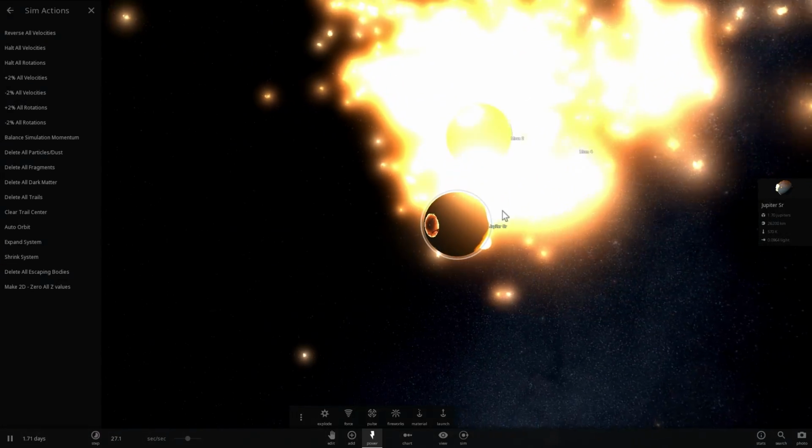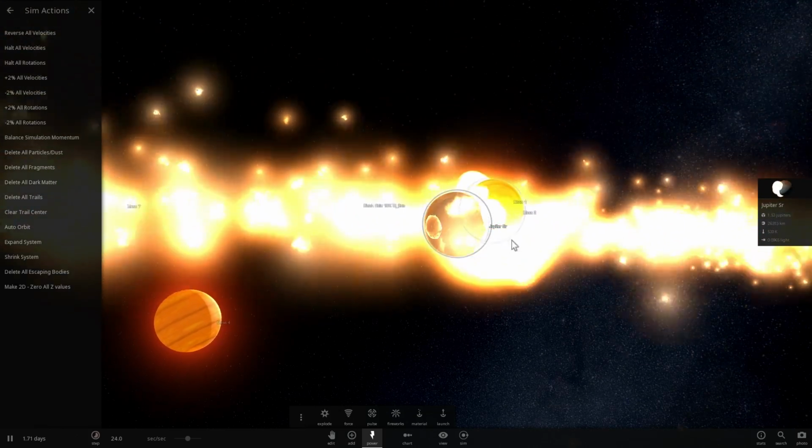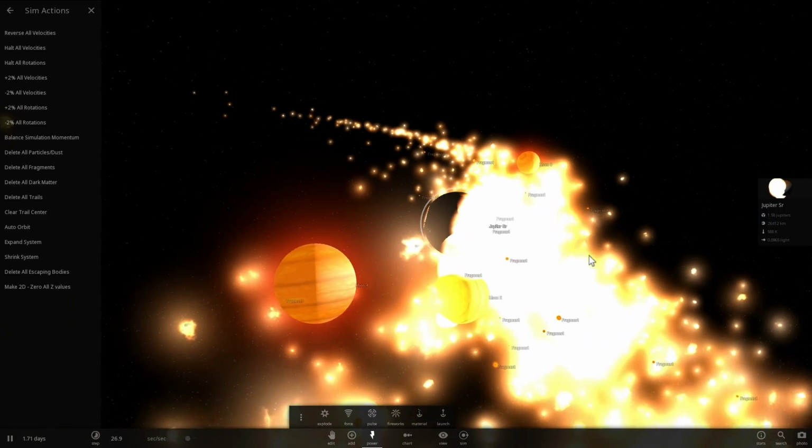And here we go, another collision. And what happened? Nothing happened. Oh, okay, oh no, it's losing mass. We lost a little bit of mass here.